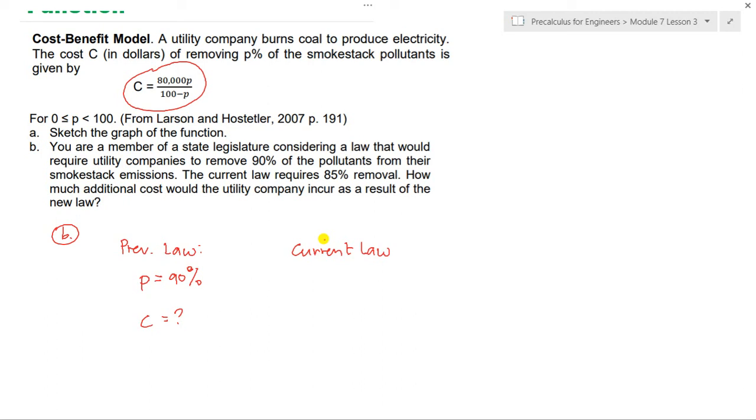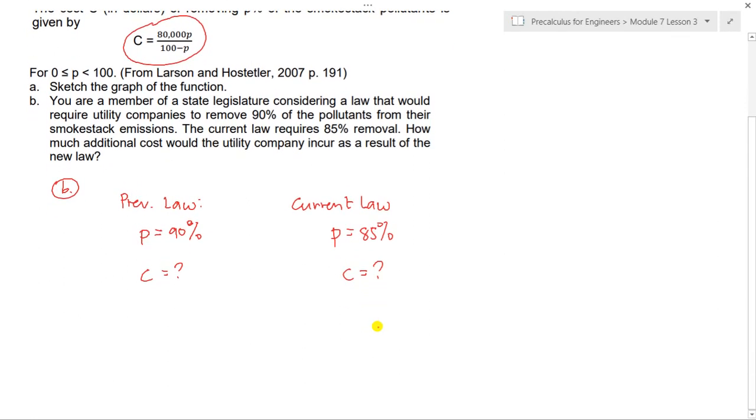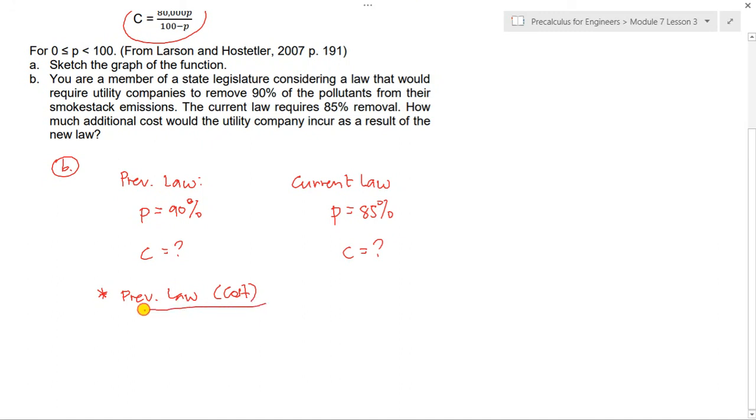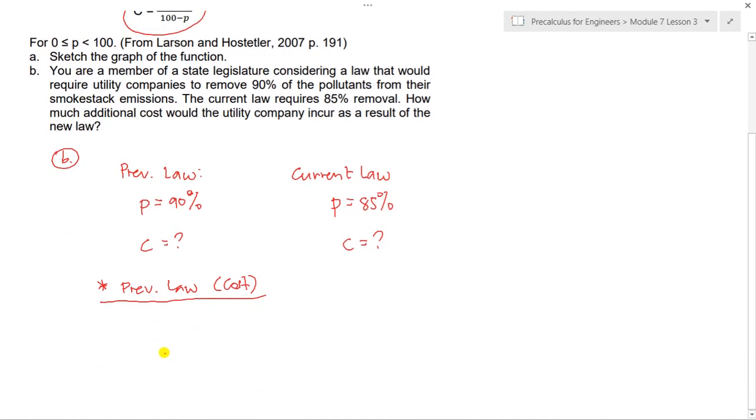So 90% removal. How much additional cost would the utility company incur as a result of the new law? So the current law is mag-require siya og removal nga 85%. So pila ka ang cost ani. Okay, in order to do that, syempre ato kuhaon ang cost from the previous law. So to do that, syempre substitution.